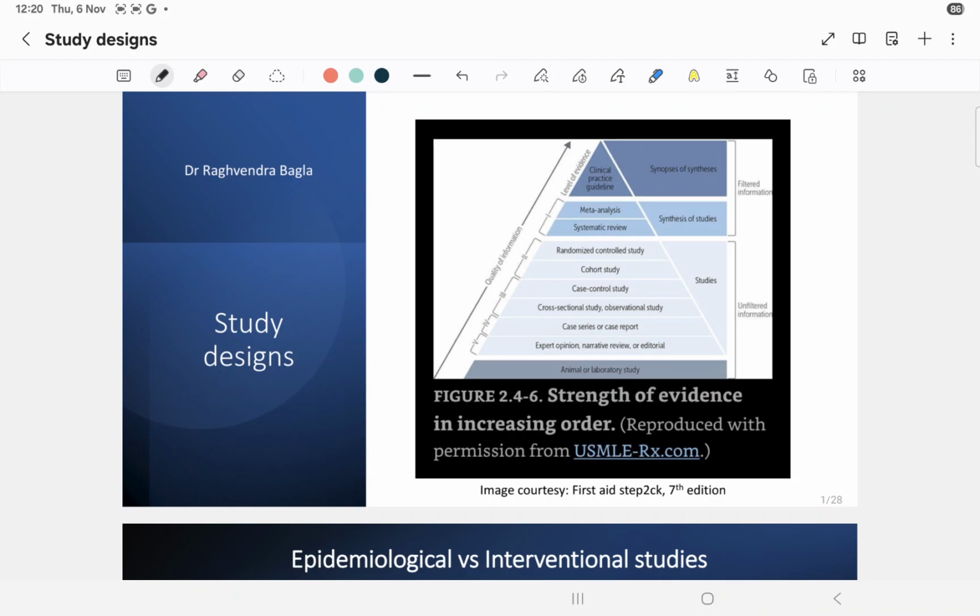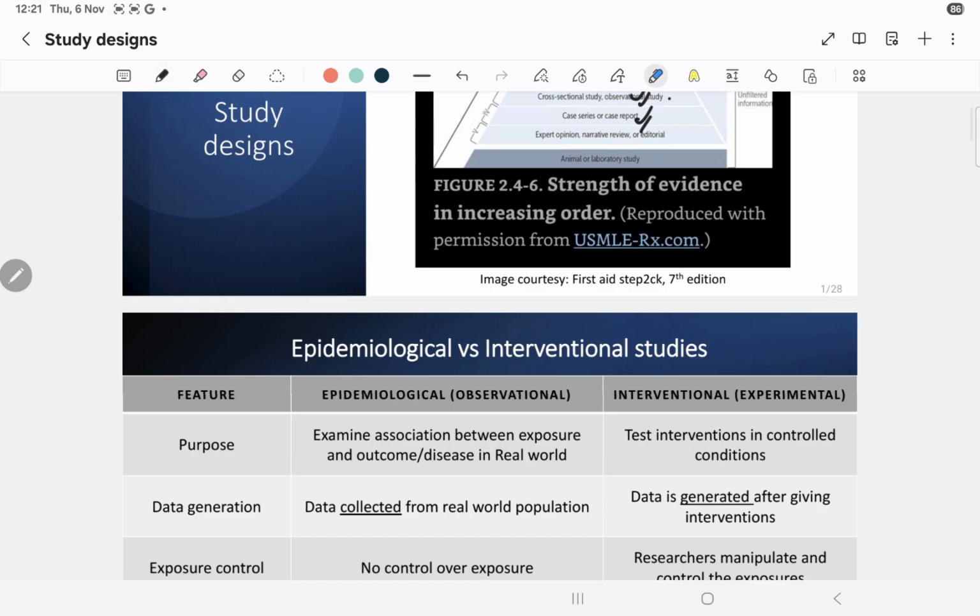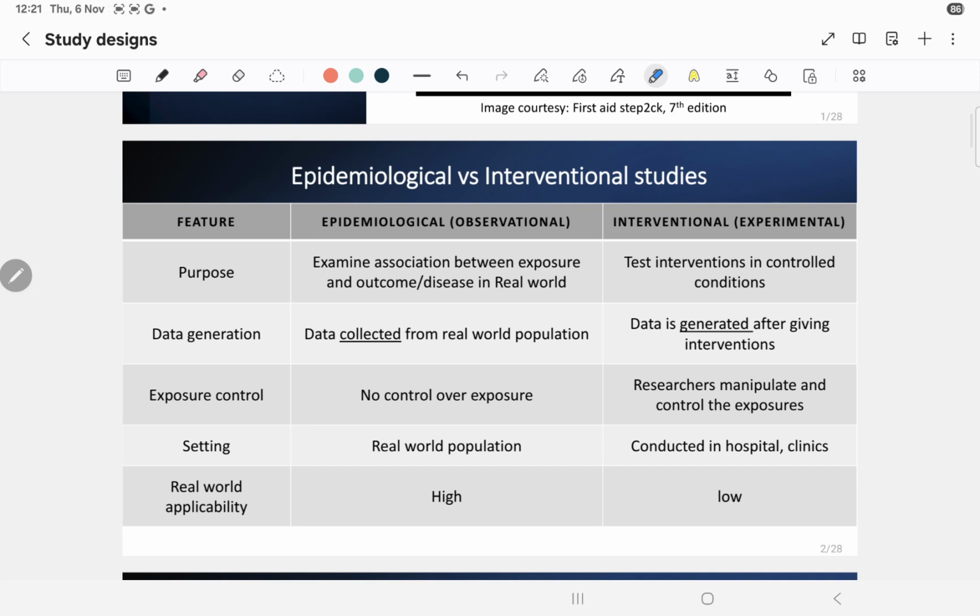In this module, we will be discussing various types of observational studies as well as interventional studies. What types of study designs will we cover? We will cover cohort studies, case control studies, cross-sectional studies, randomized control trials, case series and case reports. Let's start with what is an epidemiological study and what is an interventional study.